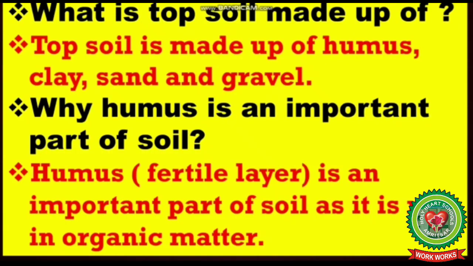Now let's revise. First question is, what is topsoil made up of? Topsoil is made up of humus, clay, sand and gravel. Second question is, why is humus an important part of soil? Humus, the fertile layer, is an important part of soil as it is rich in organic matter.